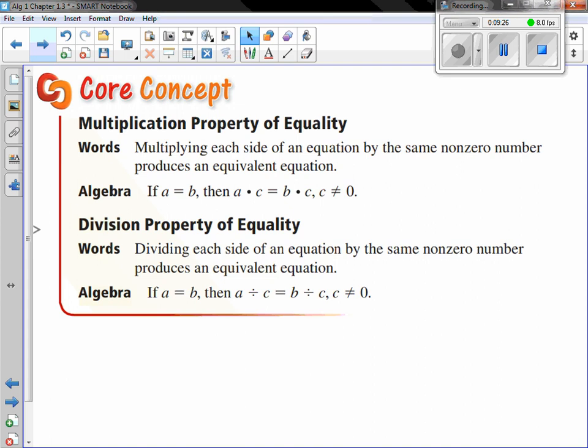Now that brings us to our multiplication property of equality and division property of equality. They're very similar to our addition and subtraction properties. We're doing the same thing to both sides, except we're using multiplication and division.